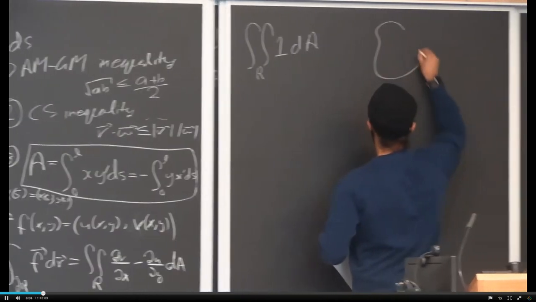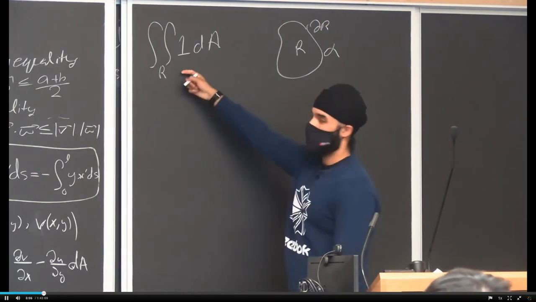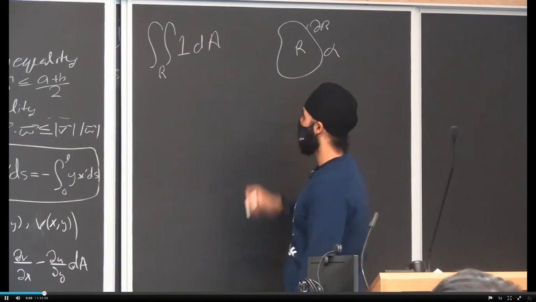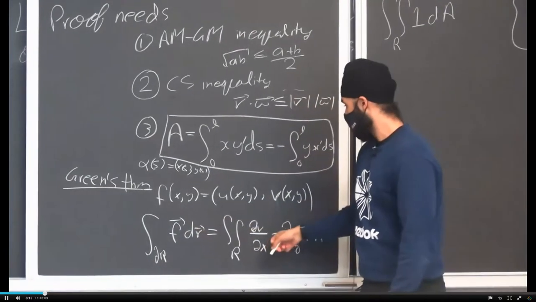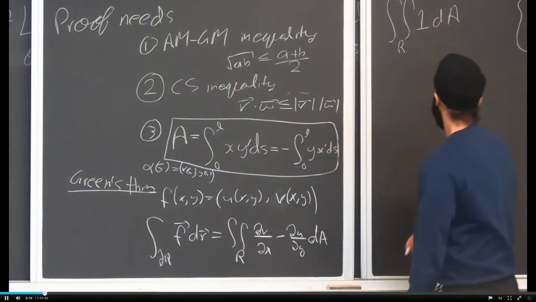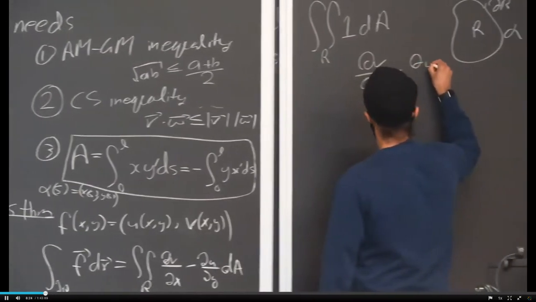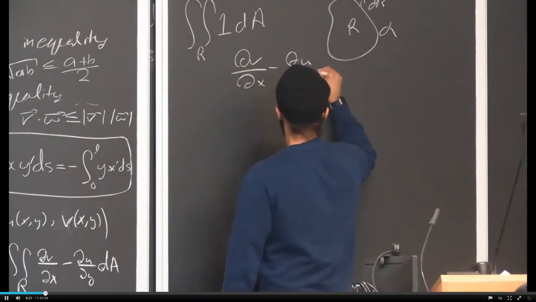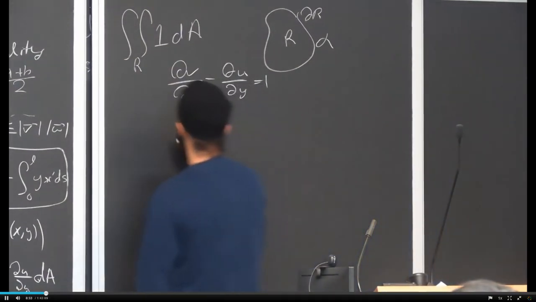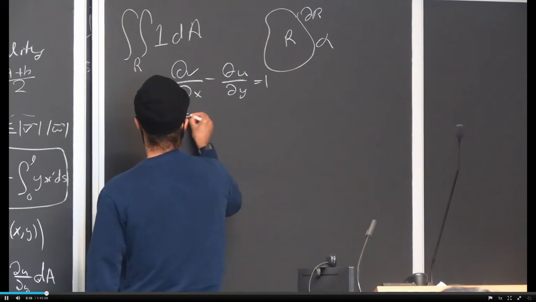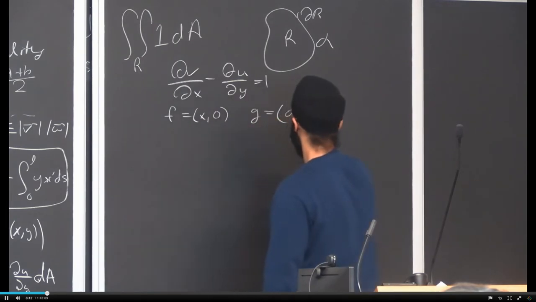So if we have this curve, which is alpha, the boundary is going to be this. So we can agree this is going to give us the area for our formula. But now we have to pick our candidates for what f is going to be, because we need an f so we can go back in this direction. The one condition that we know is that dv/dx minus du/dy equals 1. There are two really obvious solutions. One is f equal to (x, 0), and the other one is (0, minus y).